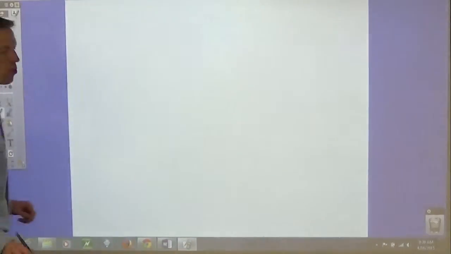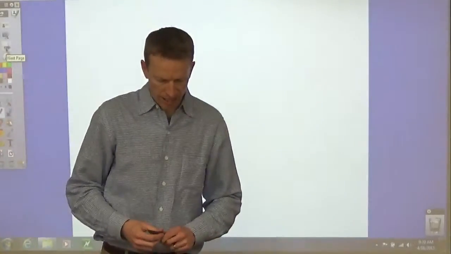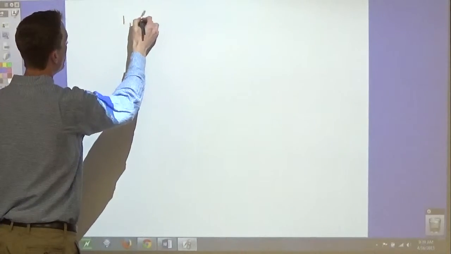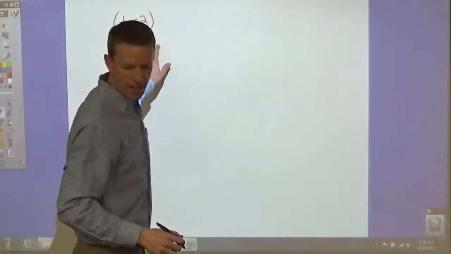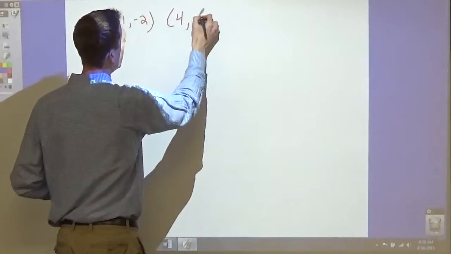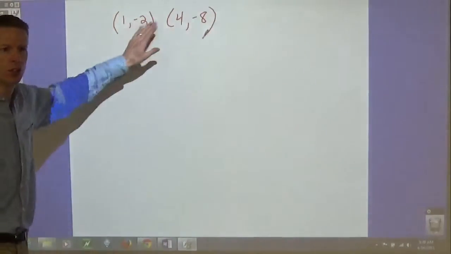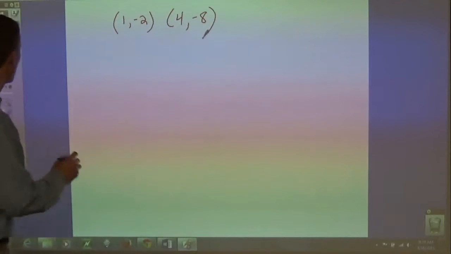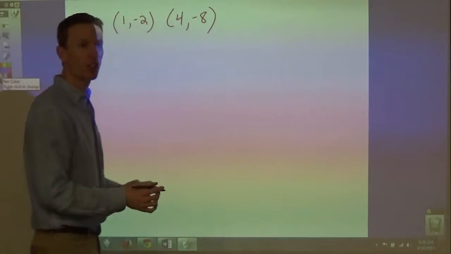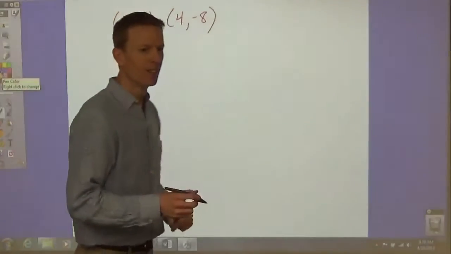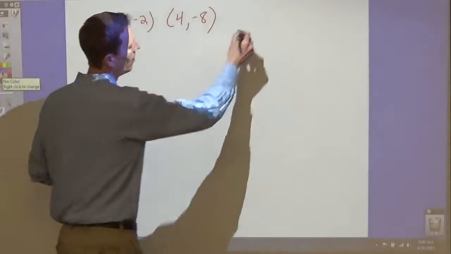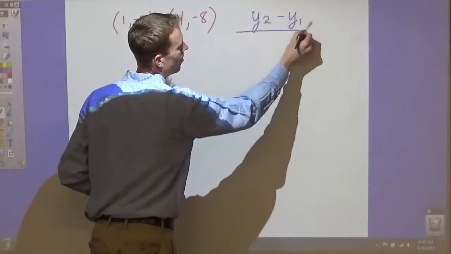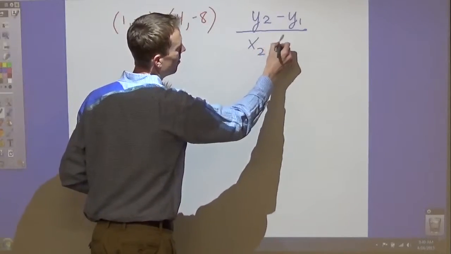Then you'll also be given points like this: 1 comma negative 2 and 4 comma negative 8. What do we do with 2 points to find the slope? Keyshawn? You subtract. We use the slope formula. What is the slope formula, class? Y2 minus Y1 over X2 minus X1. Good.